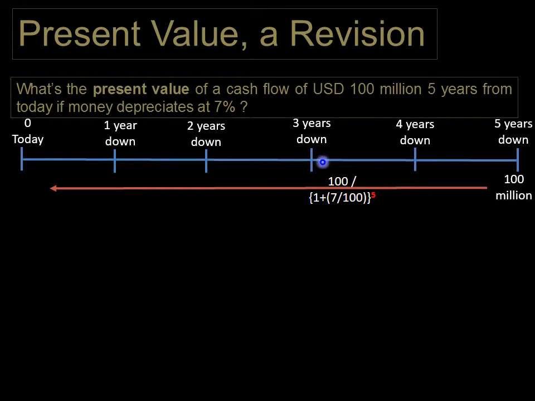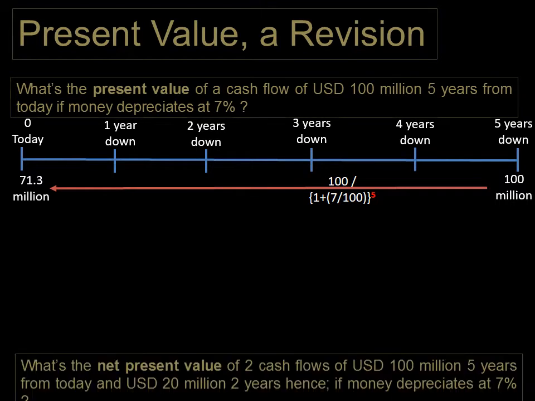The way we discounted: 100 million divided by 1.07, where 7% is the depreciation rate or the inflation rate or the required return or the cost of capital. Why is it raised to the power 5? Because I want to know its value today, or the present value. We go back by 1, 2, 3, 4, and 5 periods. That is why the power 5. The answer is 71.3 million.